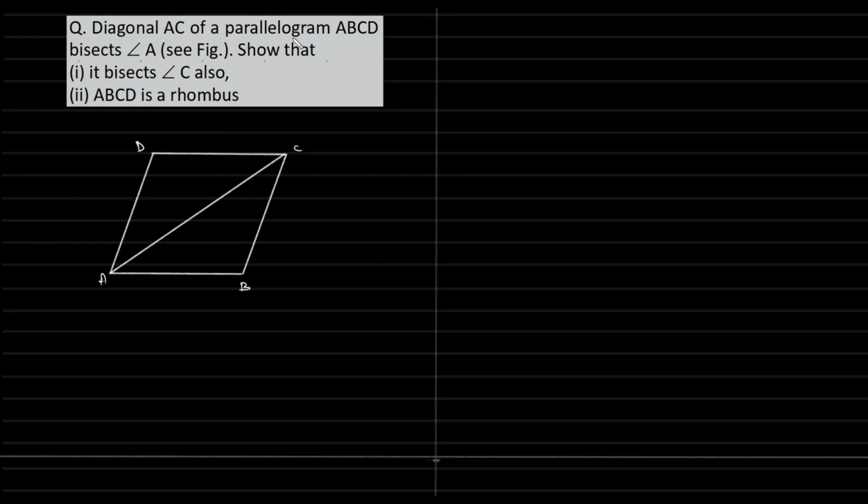Diagonal AC of a parallelogram ABCD bisects angle A. Show that it bisects angle C. Also, ABCD is a rhombus. So the diagram is already given. You guys have to figure out what is given and what we need to prove. So to begin with, please do that.